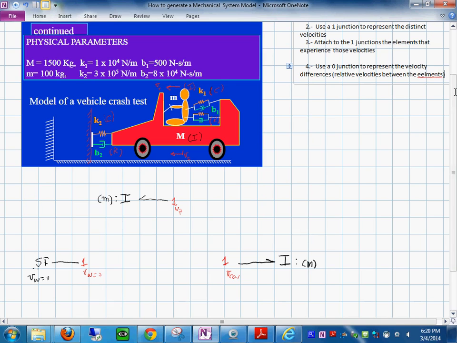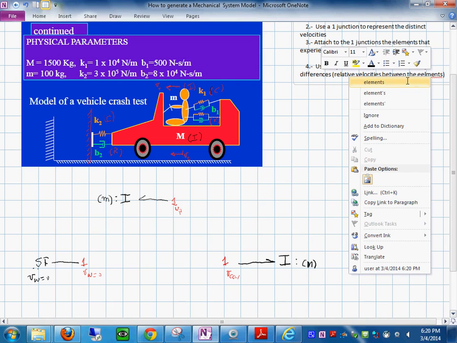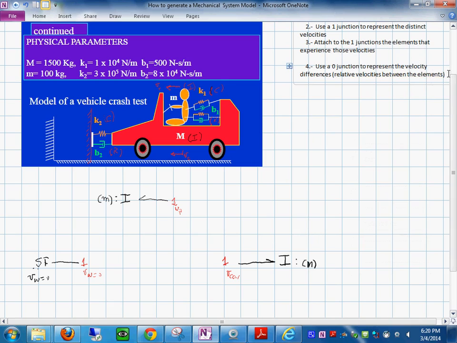And I'm going to say, let's see, what is the word, elements? Good. And represent those with one junctions. What does it mean? Let's just do a translation, basically, or execution of instruction number 4.